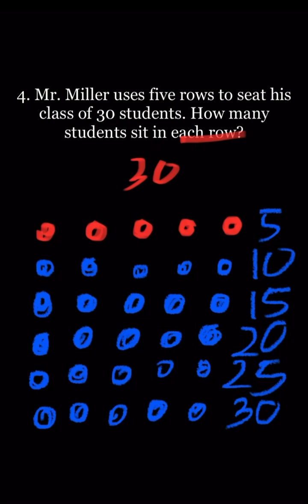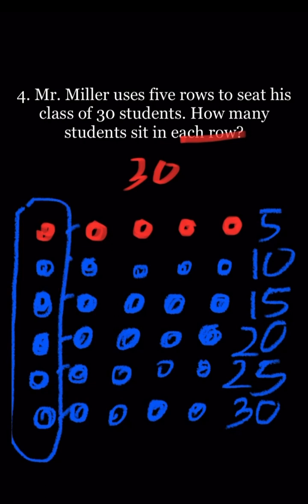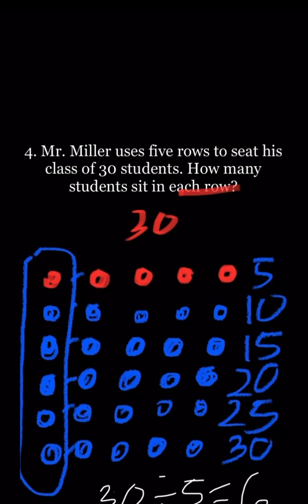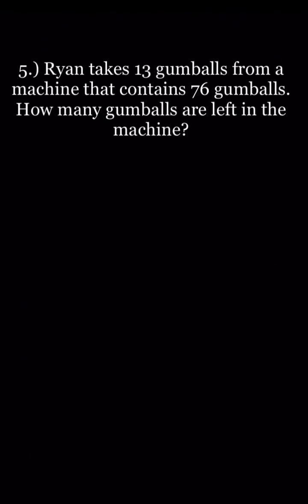Now again, how many students in each row? So we have now 1, 2, 3, 4, 5, 6. Meaning to say, in each row, there are 6 students. Or we can simply do 30 divided by 5, that is 6. So 6 students is the correct answer for this item. Now let's go to our last item, number 5.